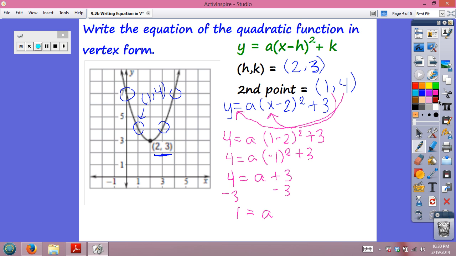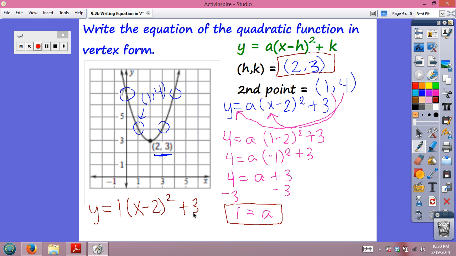So now we have our a value, and we have our (h, k) value. So we have everything we need to write our equation in vertex form. So we get y equals 1 times (x minus 2) squared plus 3. And that is our equation written in vertex form from the picture.